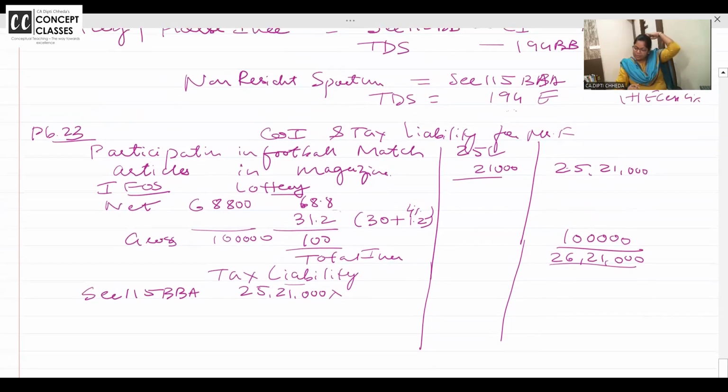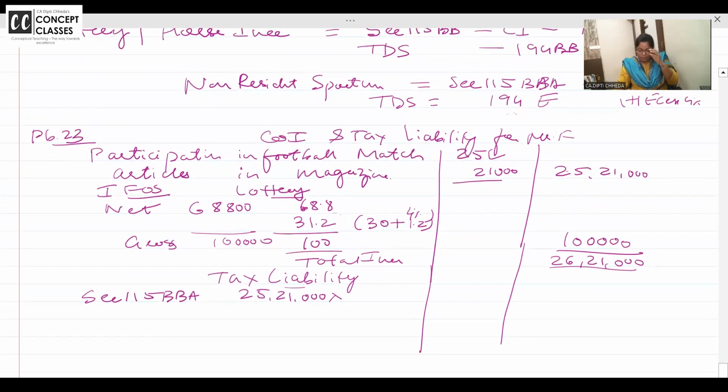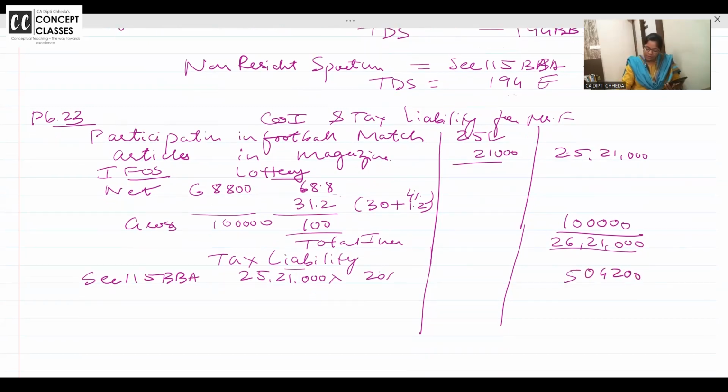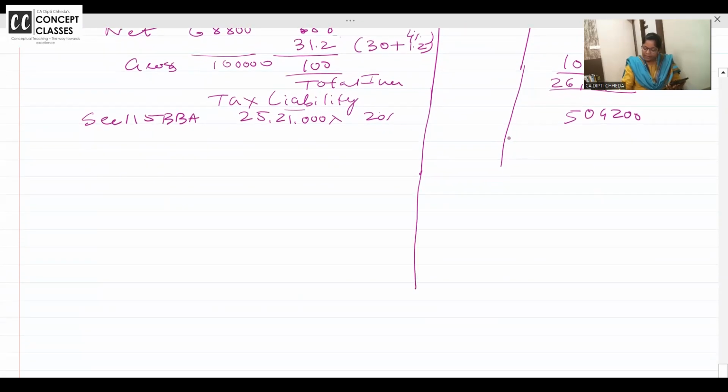25 lakh 21,000 into 20%. 25 lakh 21,000 into 20%, that is 5 lakh 4,200. Okay. And what about the tax in section 115BB?